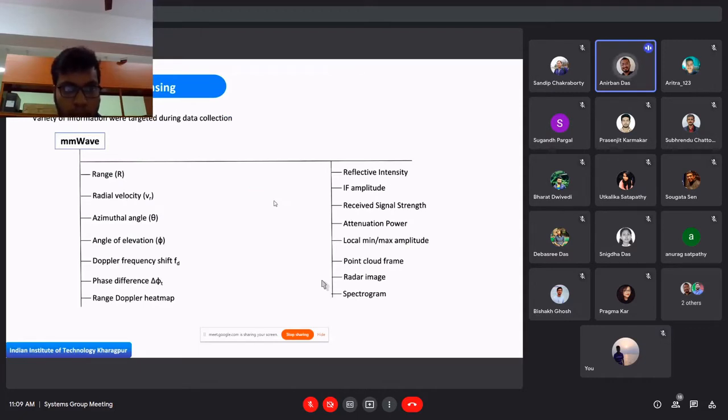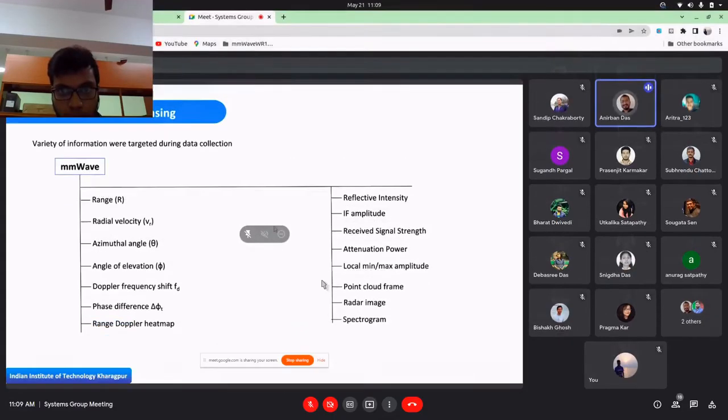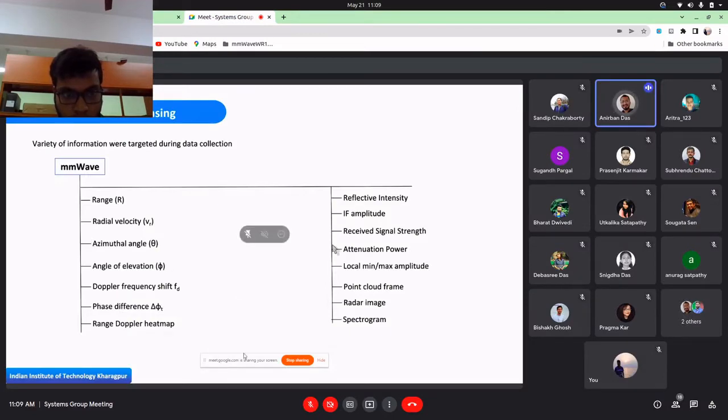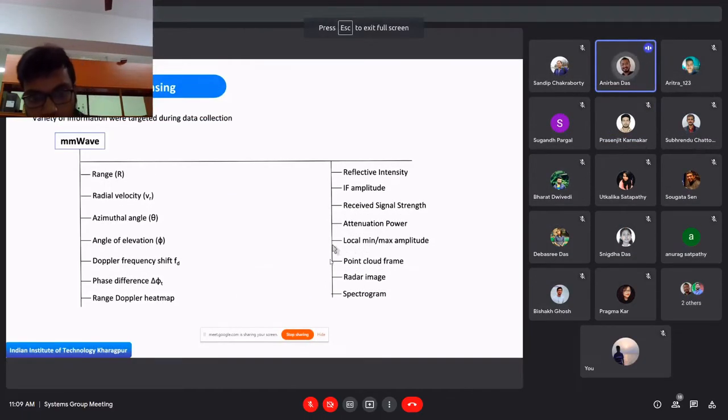While using this type of radar, a number of pieces of information are collected. For instance, the range, the radial velocity, and the angle of arrival computed on the azimuthal angle and angle of elevation. Then Doppler shift and point clouds. These are the information which were primarily collected in different works and were processed afterwards to infer certain things.